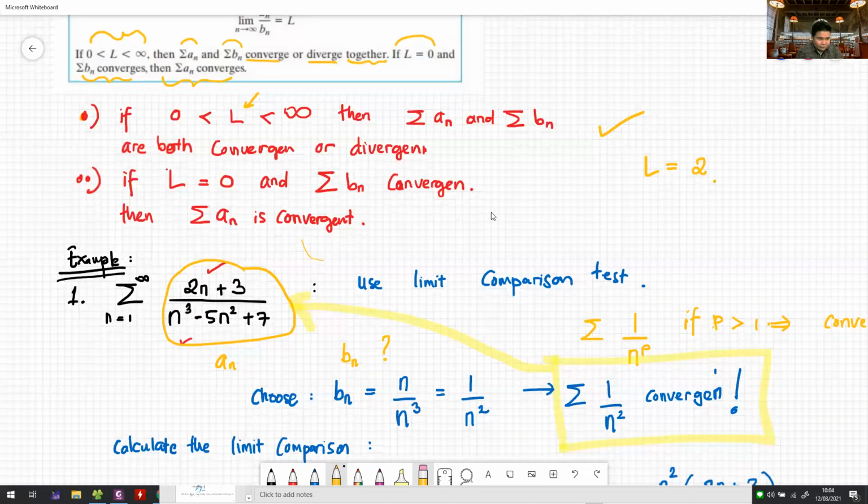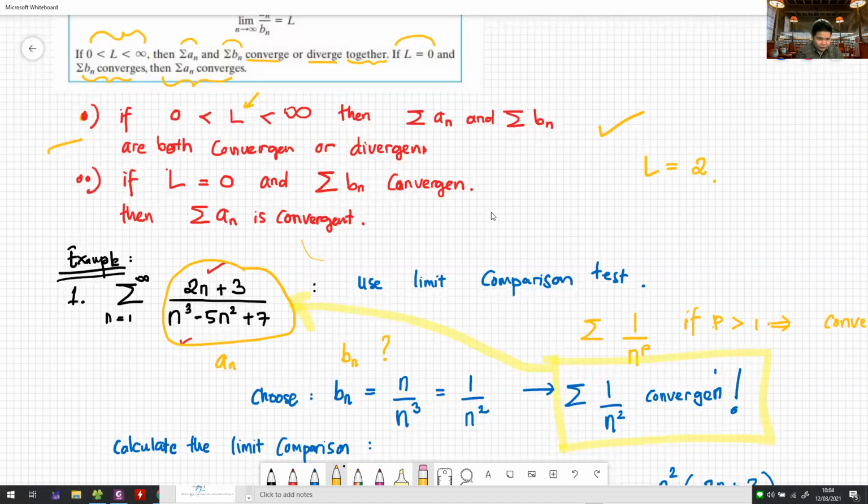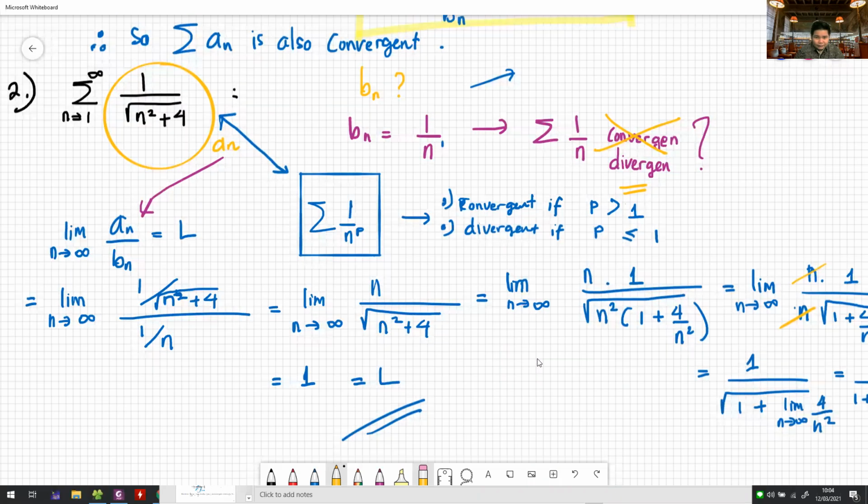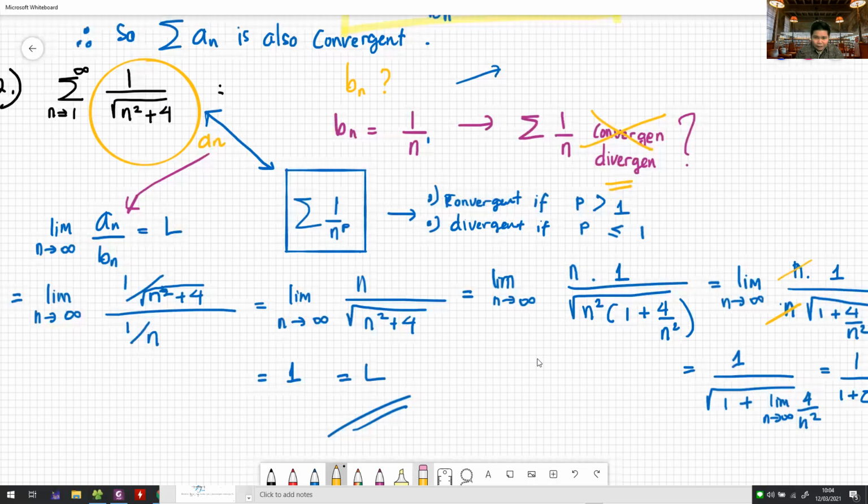So we got this case also, okay? Because this one L is 1. Meaning that if Bn is divergent, An should also diverge. Now, what is our Bn, divergent or convergent? This is divergent. Our Bn is actually divergent.